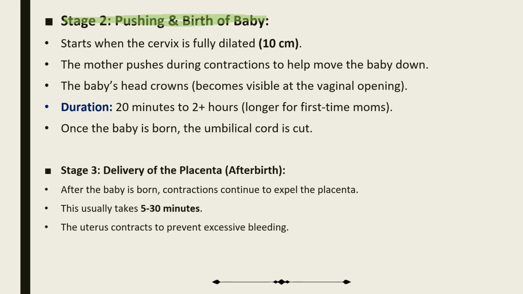Stage number 3 is delivery of the placenta after the birth. After the baby is born, contractions continue to expel the placenta. This usually takes 5 to 30 minutes, and the uterus contracts to prevent excessive bleeding.